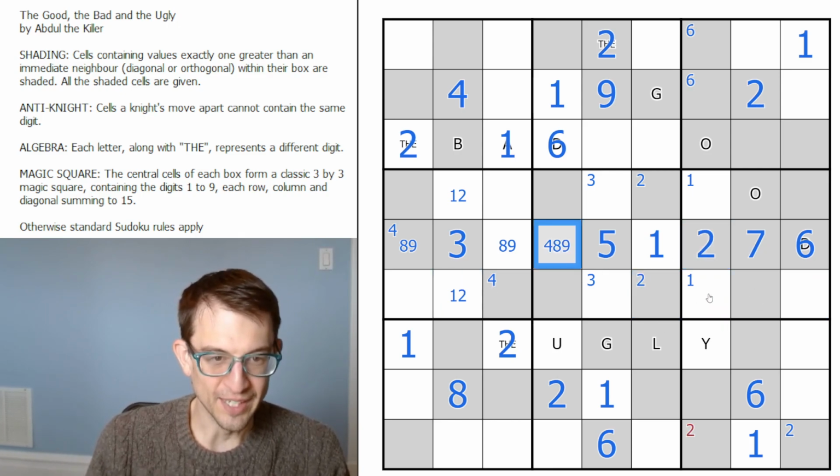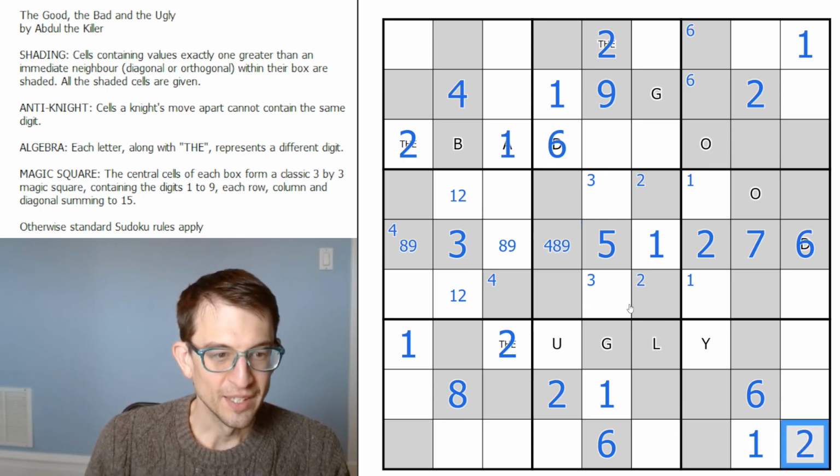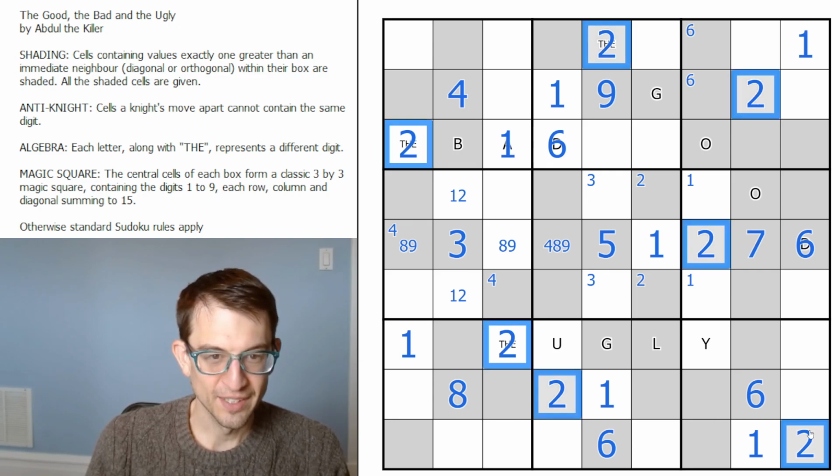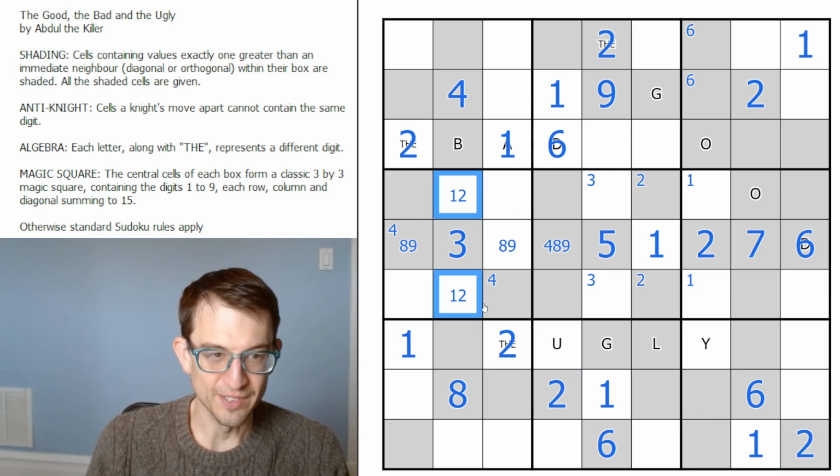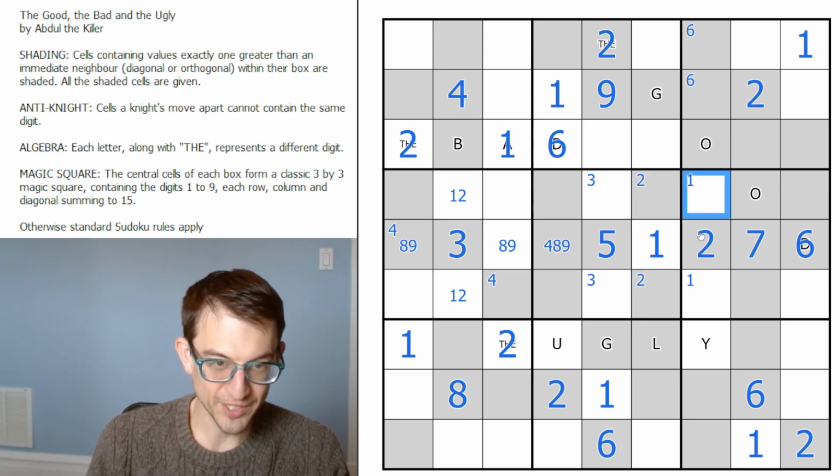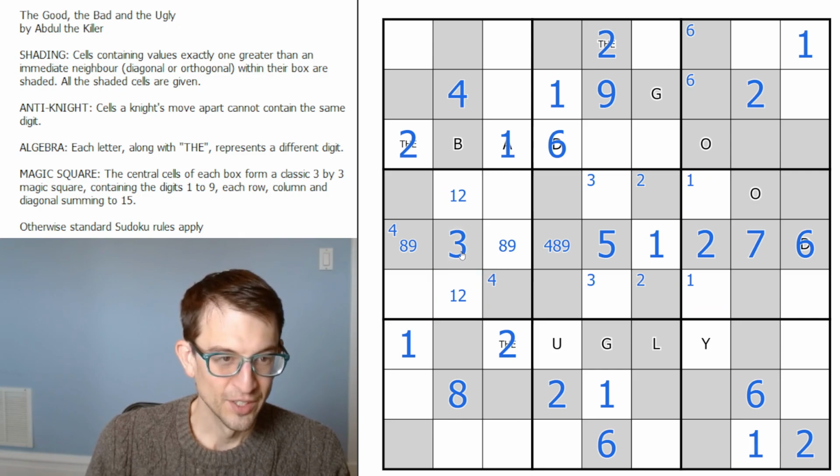This is 4, 8, or 9. Yeah, none of those really give me much information to go on. That's not 2. This is 2. Are my 2's done? No, I've got this X-wing of 2's left as well. Okay, X-wing of 2's and X-wings of 1's. Everything else is done.